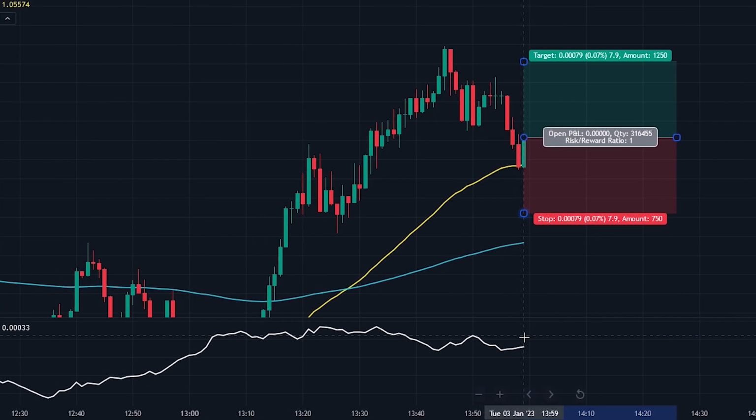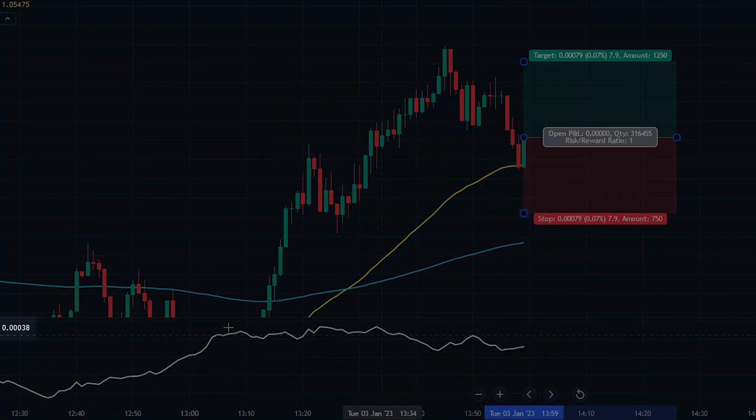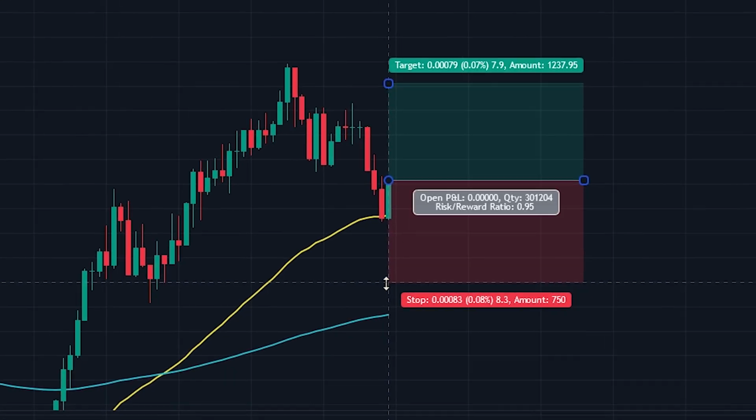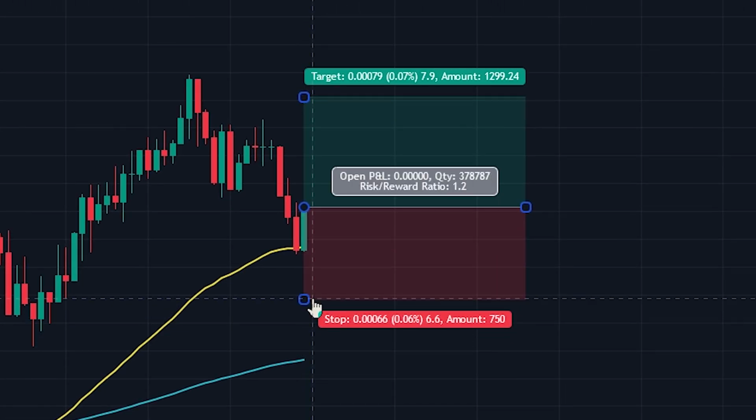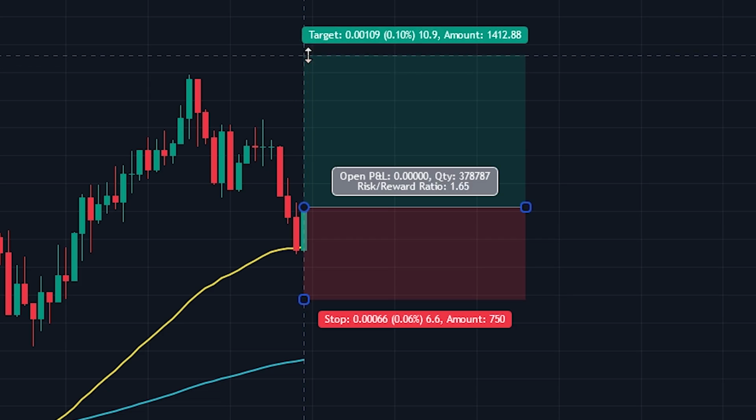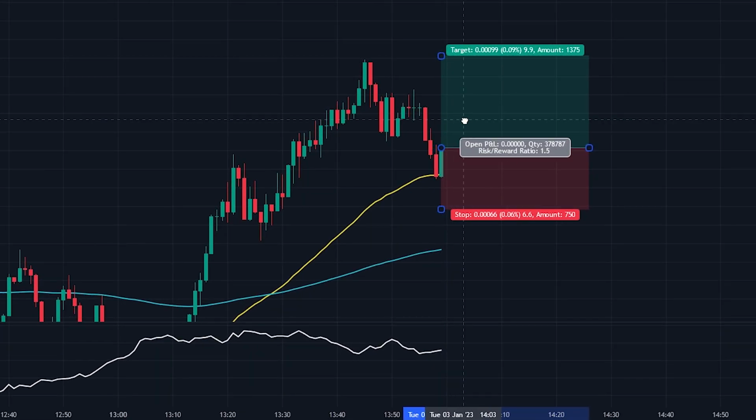As you can see, the current value of the ATR is 33. This means that we will place the stop-loss at 66 since this is 2 times the ATR value. For the take profit, we will target a 1.5 times risk-to-reward ratio. Now let's see how the trade plays out.